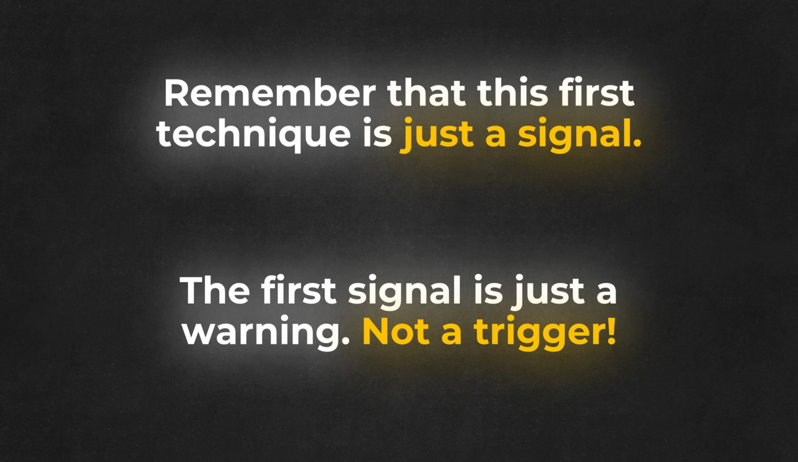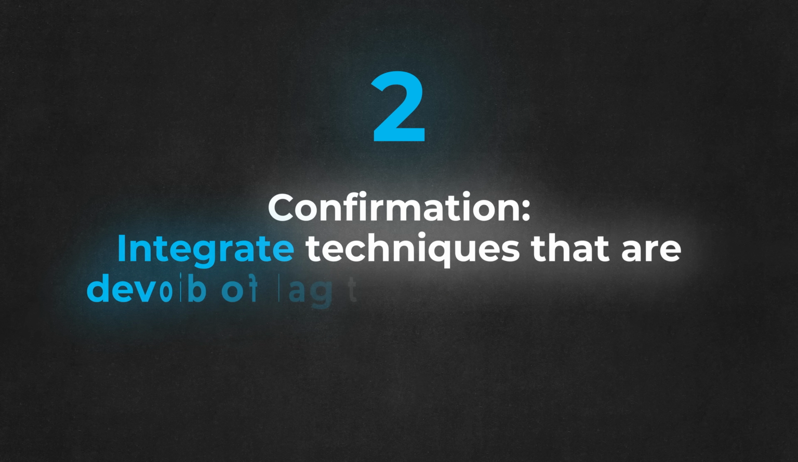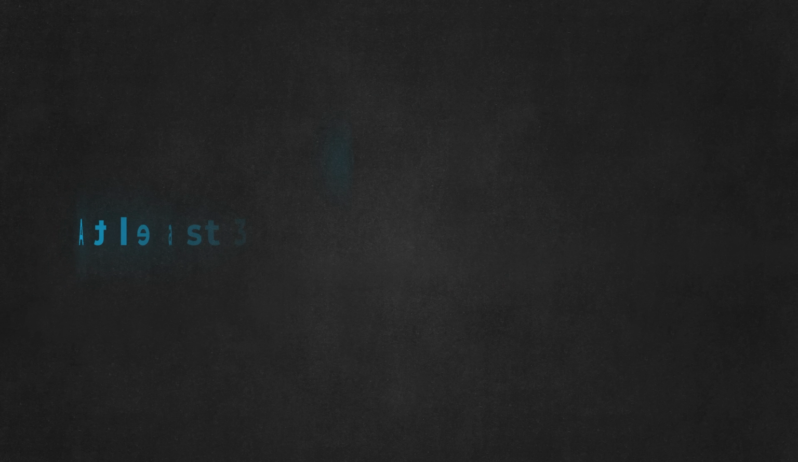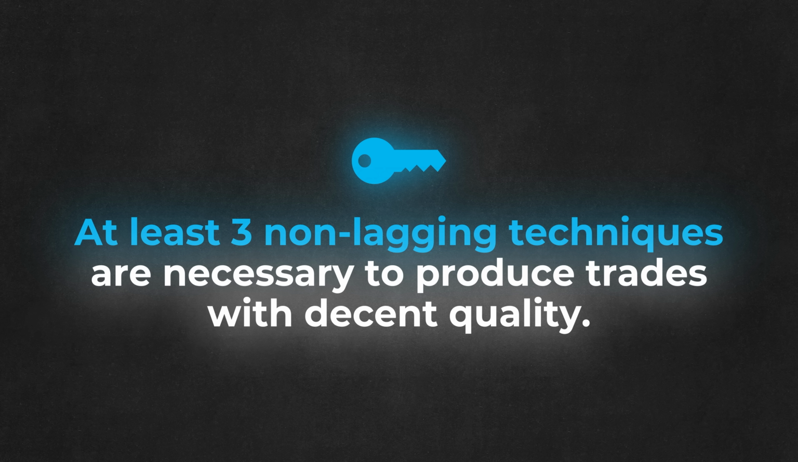The second step is confirmation, which is done by integrating other trading techniques that are devoid of lag. Ideally, you want to use horizontal or hyper-integration, although vertical integration is still better than simply acting on the first signal without any integration at all. I would say that a minimum of three techniques are necessary to produce trades with reliable quality, but the more you integrate, the higher your chances of winning.